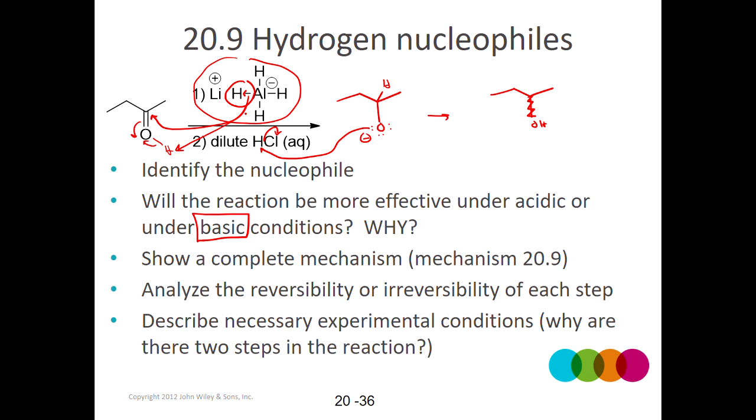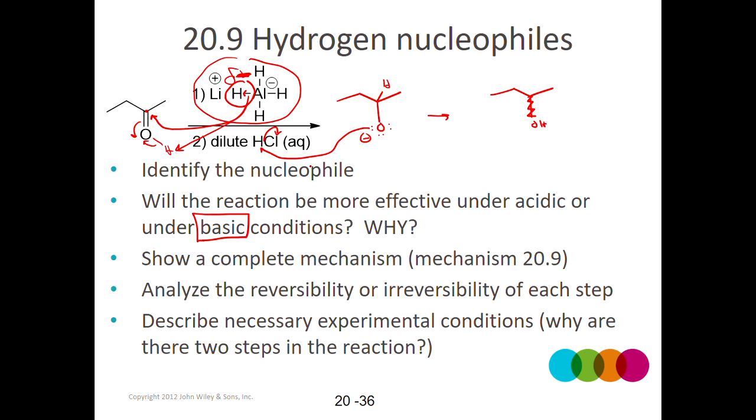We want the LAH to come in and attack. And since it's a very strong nucleophile with a very large partial negative on a very small atom, it's great at attacking. It doesn't need the acid catalyst to facilitate its attack. The negative on this hydrogen, even though it's a partial negative, is less stable than the negative on the oxygen. So this first step is very product favored. I don't need an acid catalyst to help push it along.